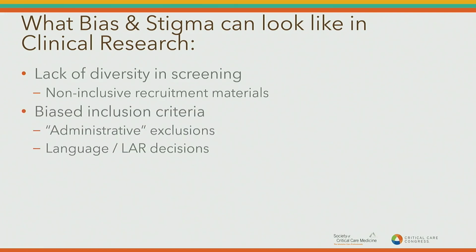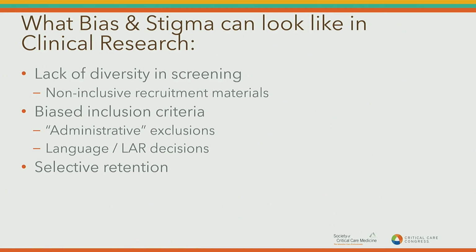Next, there's biased inclusion criteria. Sometimes we have inclusion criteria that's sort of administrative, or the PI says that they may not be a good fit, and that can be a place where we see a lot of bias and stigma, and we're losing people along the way there. We also make some very practical and appropriate and financially supported language and legal authorized representative decisions that exclude people from our trials.